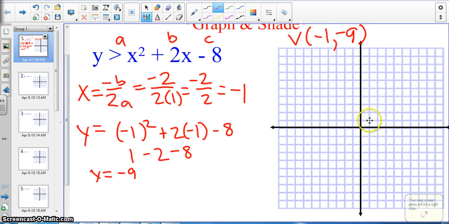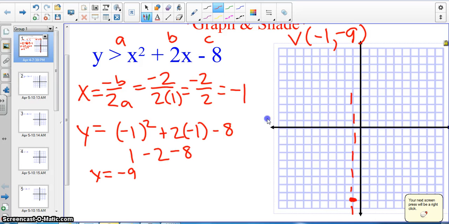Now, to graph that, I'm going to plot it. Negative 1, negative 9. It's down here. I'm going to draw in my axis of symmetry. Remember, the axis of symmetry is a vertical line going up and down through our vertex. It cuts our quadratic in half.